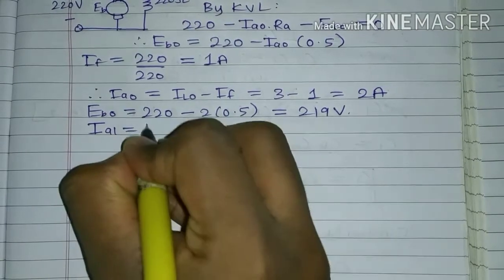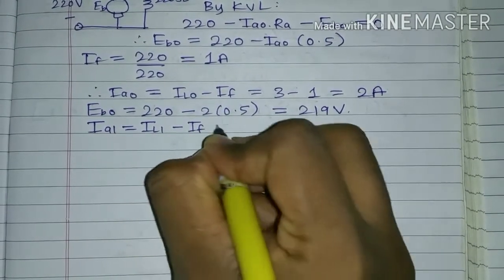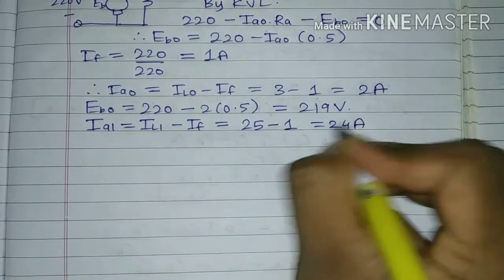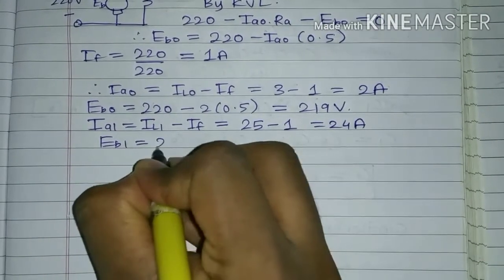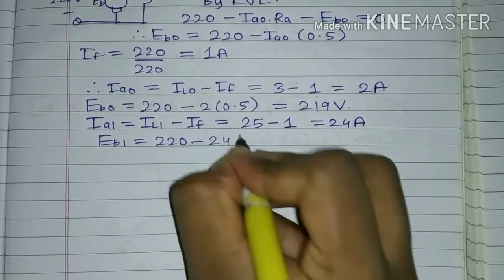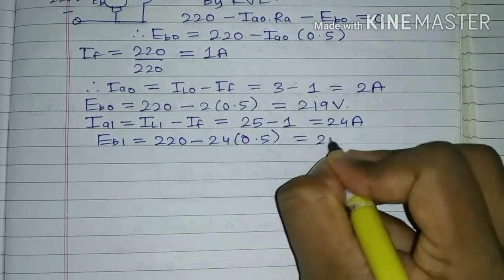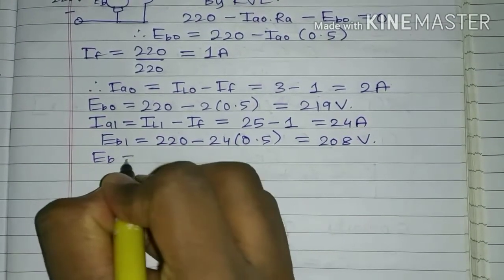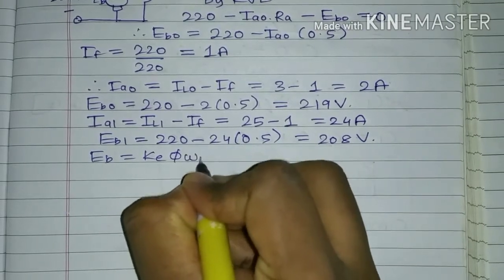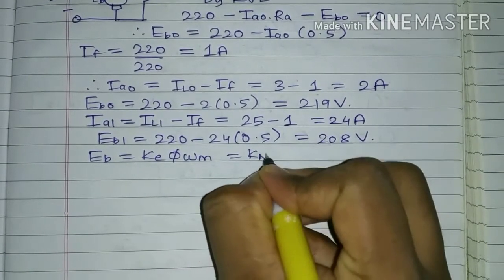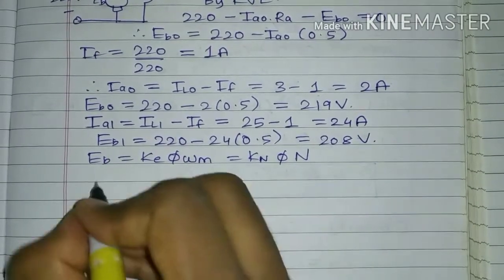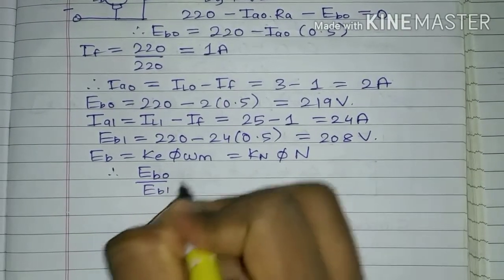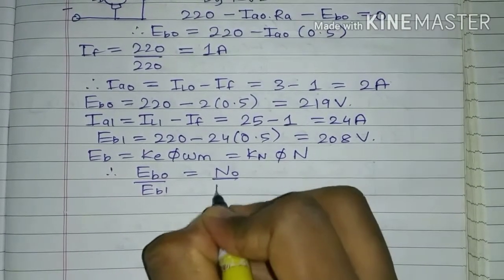Now Ia1 is equal to IL1 minus If, which is equal to 25 minus 1, equal to 24 volts. Hence Eb1 will be equal to 220 minus 24 into 0.5, which is equal to 208 volts. We know that Eb is equal to Ke into phi into omega m, which is equal to Kn into phi into n, where n is the speed in rpm, phi is the flux, and Kn is a constant. Therefore Eb0 upon Eb1 is equal to N0 upon N1.